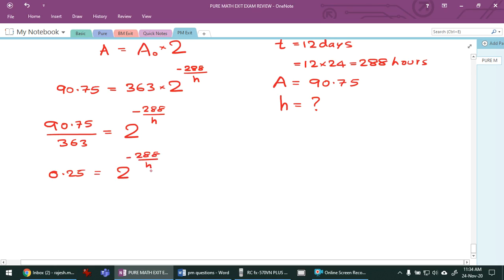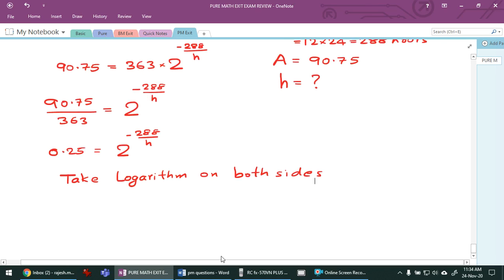Now I want to find H. So we have to bring H down. So the only method is take logarithm on both sides. So what will happen? Log 0.25 equal to log 2 power minus 288 by H.